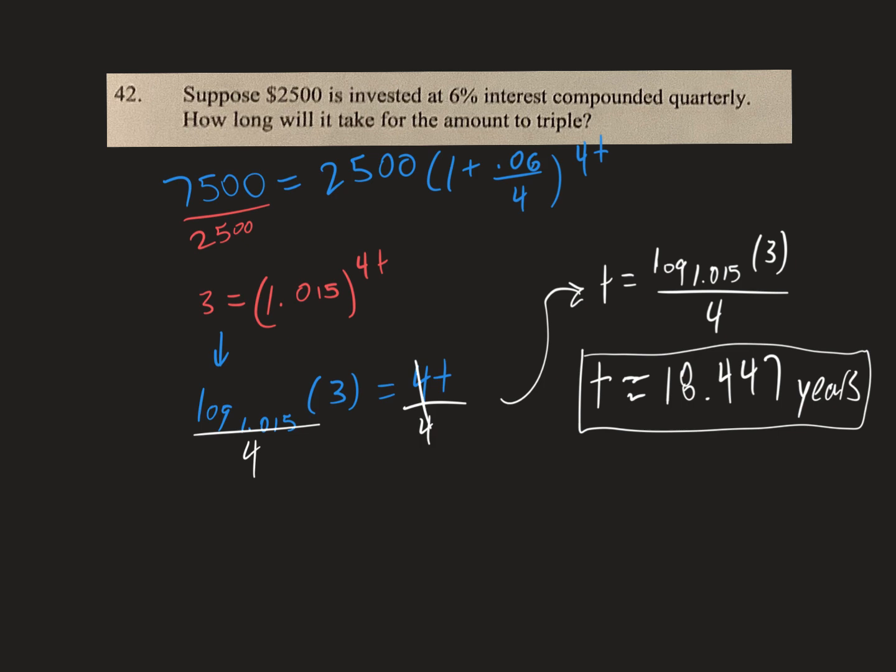Just be wary of the fact that since we're solving for the time, which is in the exponent, I did have to rewrite this as a log. I simplified my 1 plus 0.06 over 4 to 1.015, and that is just to make it easier for you to punch in the calculator. The 7,500, in case you are not sure, is the starting amount tripled. So that is 2,500 times 3, and that's why, when we divided it, we got 3 here.